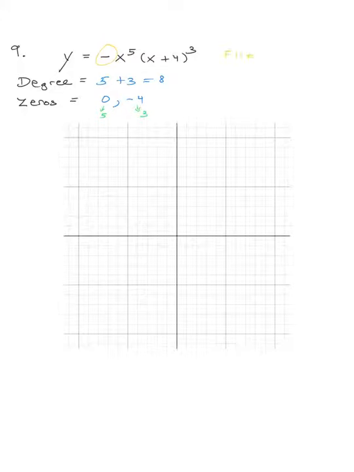So what we'll do is, after I plot the zeros, instead of having it go up on both sides, since the graph is going to be flipped upside down, it's going to go down on both sides. If we plot the zeros, there's 1 at negative 4, and there's 1 at 0. The fact that there's that negative means, okay, it's going down on both sides.